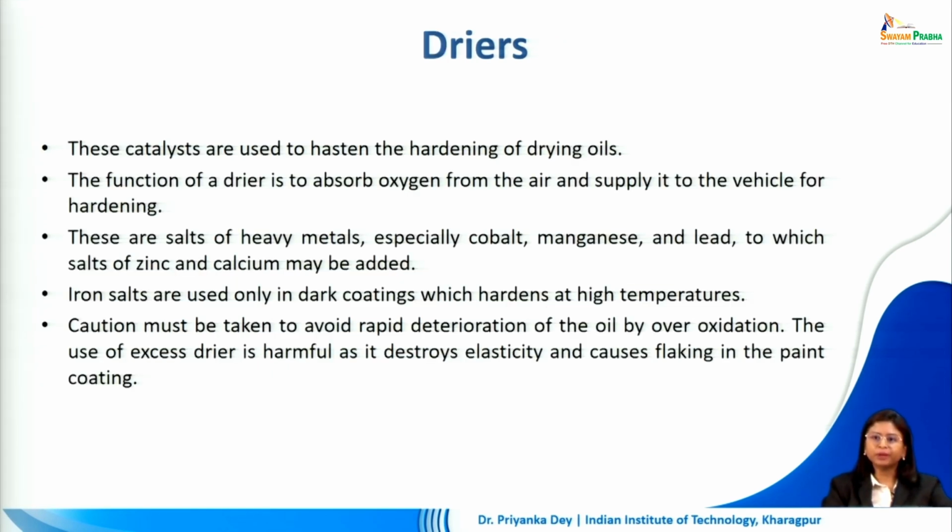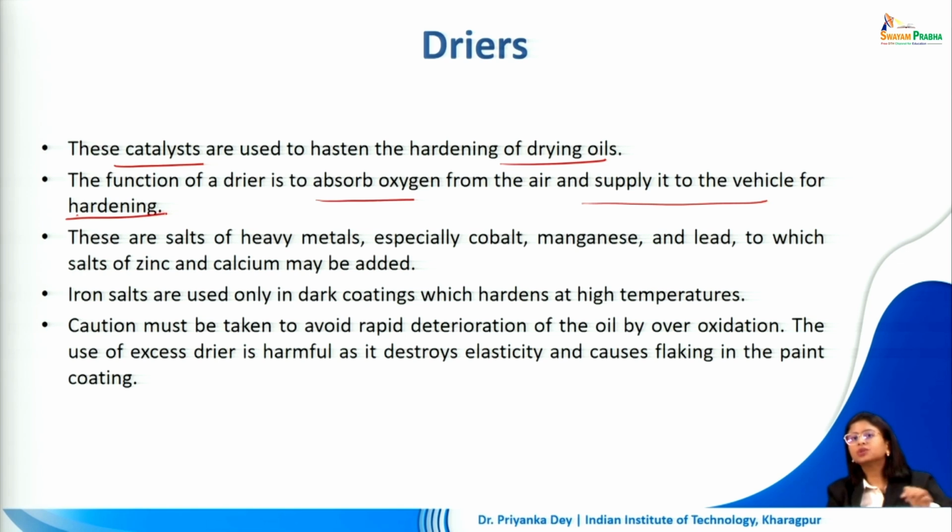The next constituent of paint is called dryer. These are catalysts which are used to hasten the hardening of drying oils. The function of a dryer is to absorb oxygen from the air and supply that oxygen to the vehicle for hardening. These are salts of heavy metals, especially cobalt, manganese and even lead, to which certain salts of zinc and calcium may also be added. Iron salts are also used. Generally we use it in dark coatings and they harden at high temperatures.